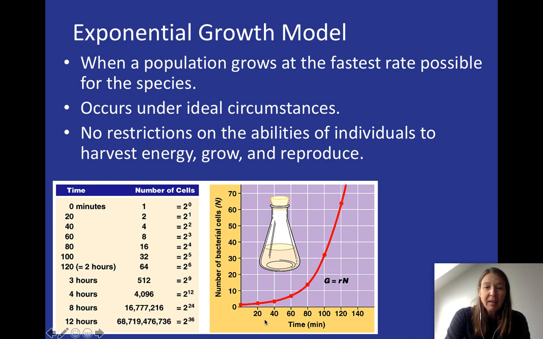This is looking at bacterial cells in a culture, and you can see how quickly it goes from one bacterial cell all the way to 2 to the 36th, right? So 68 billion cells within 12 hours if they can reproduce exponentially every 20 minutes. So that can happen really fast. It's getting faster and faster. The rate of growth gets faster and faster every reproduction cycle.